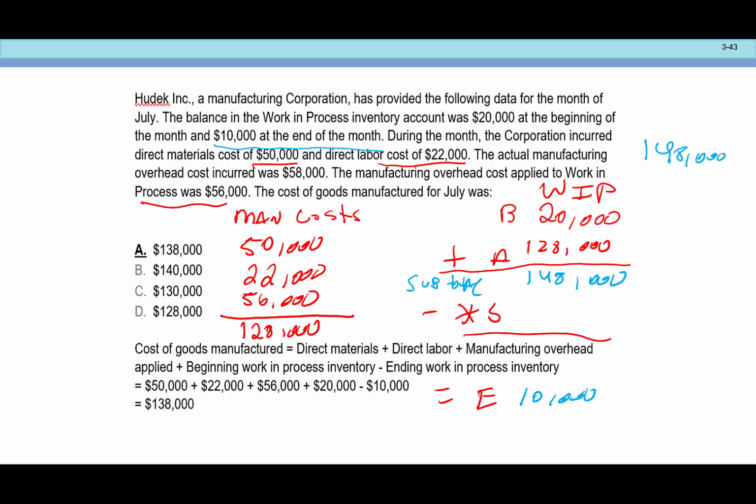Okay, so I don't do it in my head. I say, okay, 148,000 minus 10,000 gives me 138. So that means that I had a total in my work in process before I would have subtracted any out of 148. If I subtract out 138, I end up with the 10,000, don't I? And the amount that goes out of work in process and into finished goods is my cost of goods manufactured here. The answer to this question.